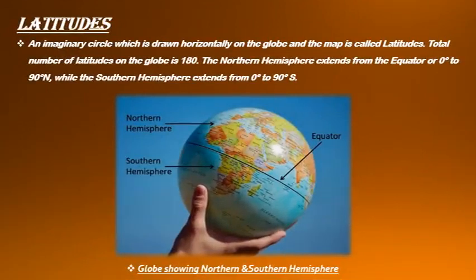Latitudes. What do you mean by latitudes? An imaginary circle which is drawn horizontally on the globe and the map is called latitudes. Total number of latitudes on the globe is 180. The northern hemisphere extends from the equator or 0° to 90° north, while the southern hemisphere extends from 0° to 90° south.